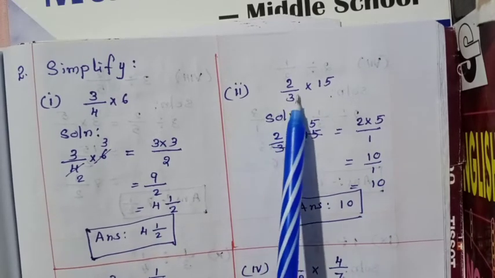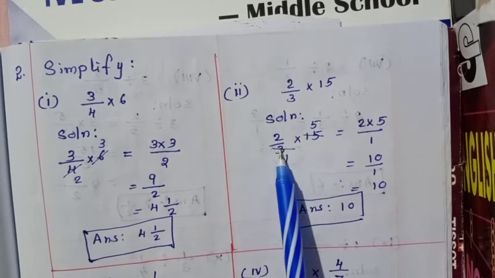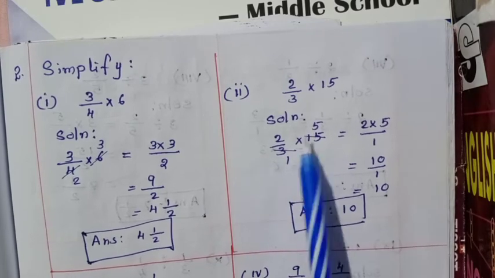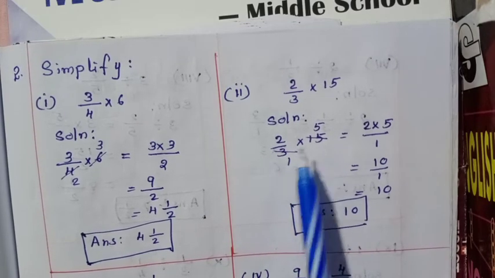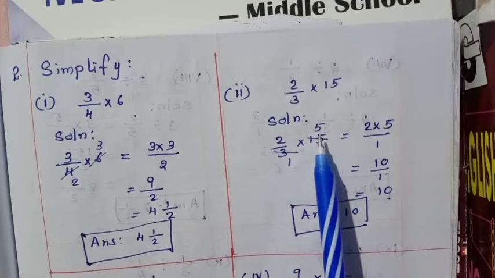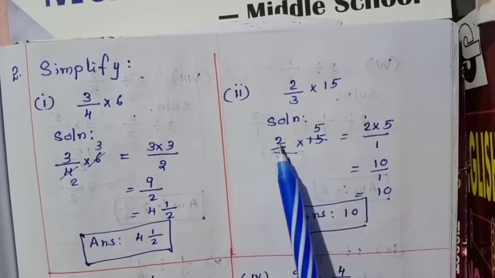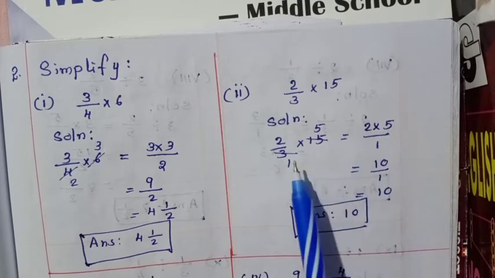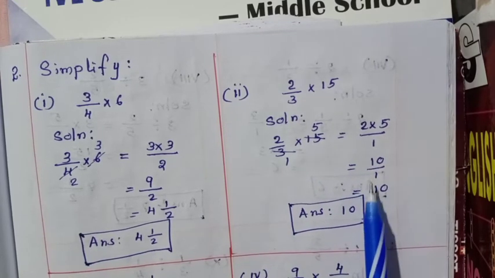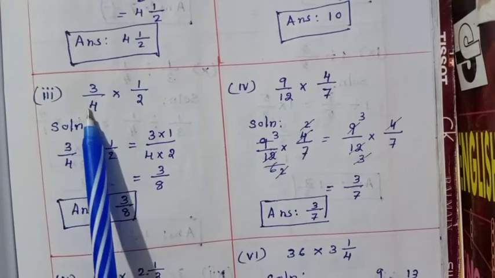Second question, 2 by 3 into 15. So here 3 is in the denominator and 15 in the numerator. So these two numbers we can divide. 15 is divisible by 3, or 3 how many times in 15? That is 5 times. Then the denominator only 1 is remaining. So now 2 into 5 by 1. 2 into 5, 10 by 1. 10 by 1 means the answer is 10. Answer is 10. Next question, number 3.